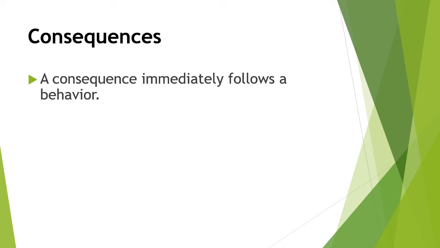Now we get to consequences. A consequence immediately follows a behavior. A praise, a smile, some sort of toy, some sort of tangible item, something that follows the behavior. A slap, a shock, a scream could be bad consequences, right? The point, though, in ABA is that consequence is a neutral term. It is neither bad nor good. It is just what follows a behavior. So when a behavior analyst says consequence, we're not saying it's a bad or good thing. We're just saying what followed the behavior.